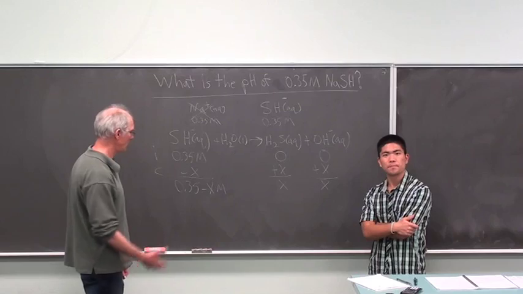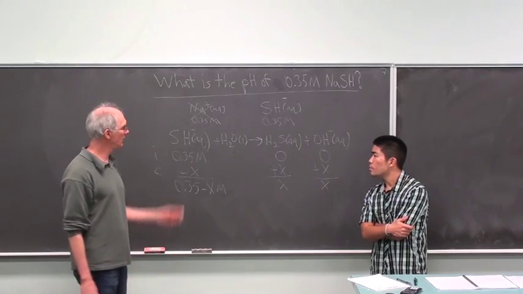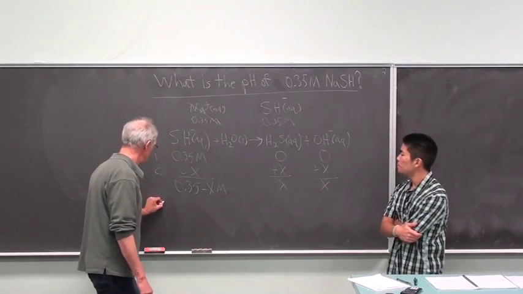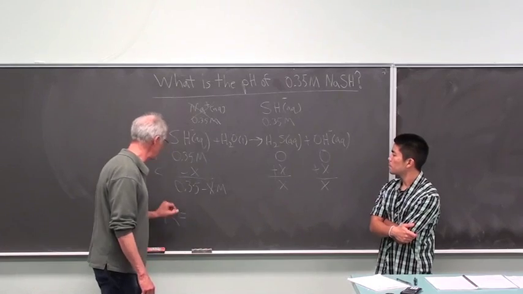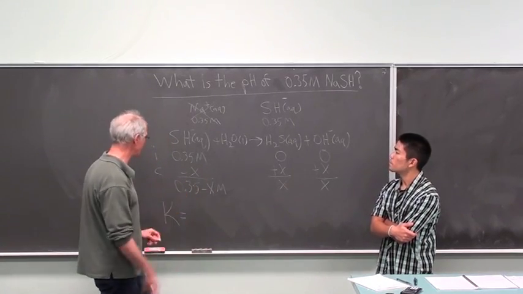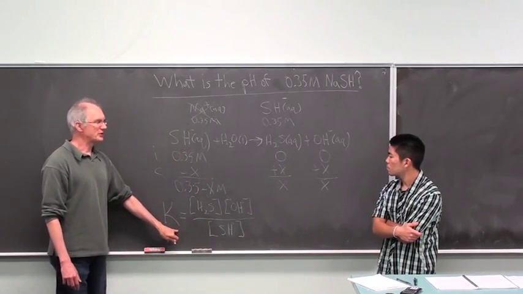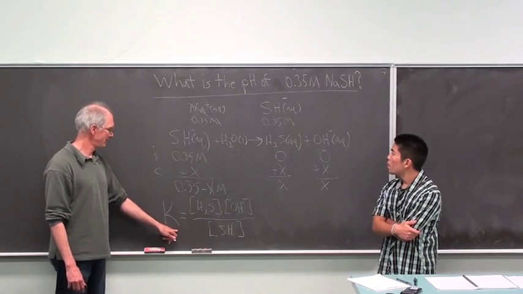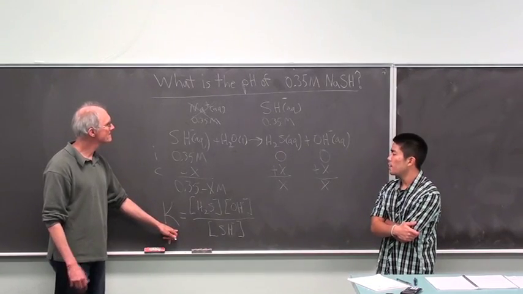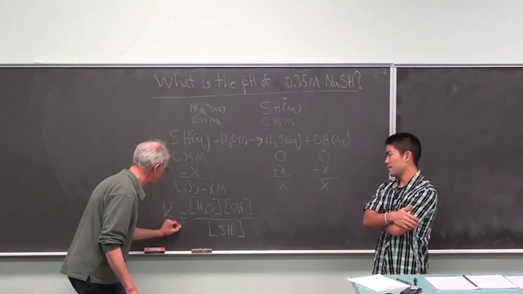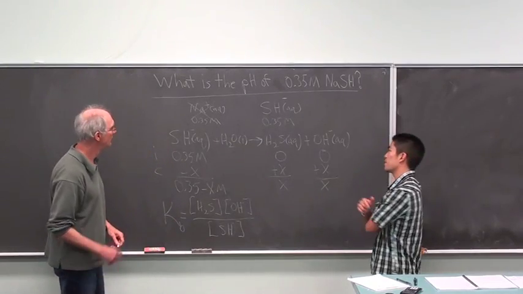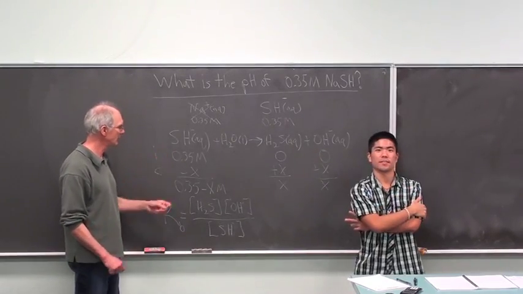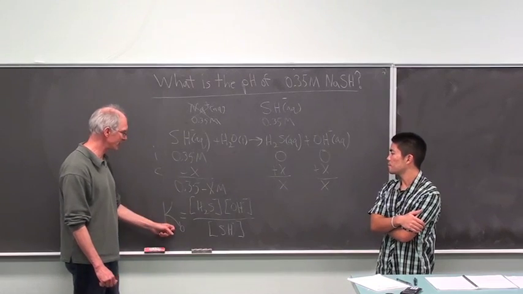Well, now I want to write out my equilibrium expression. So I write K equals the products over reactants. And what do I want to put down here next to the K? This is Kb. That's very important because it's a base. I've written the base hydrolysis, so this is a Kb.